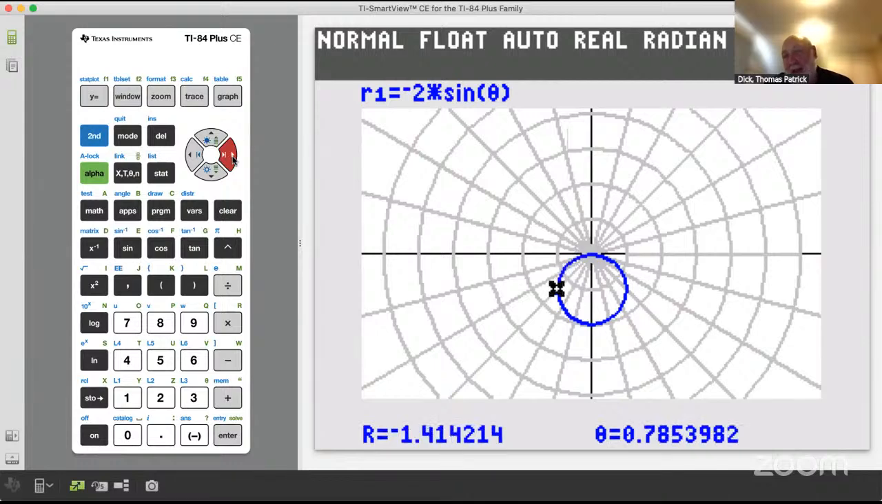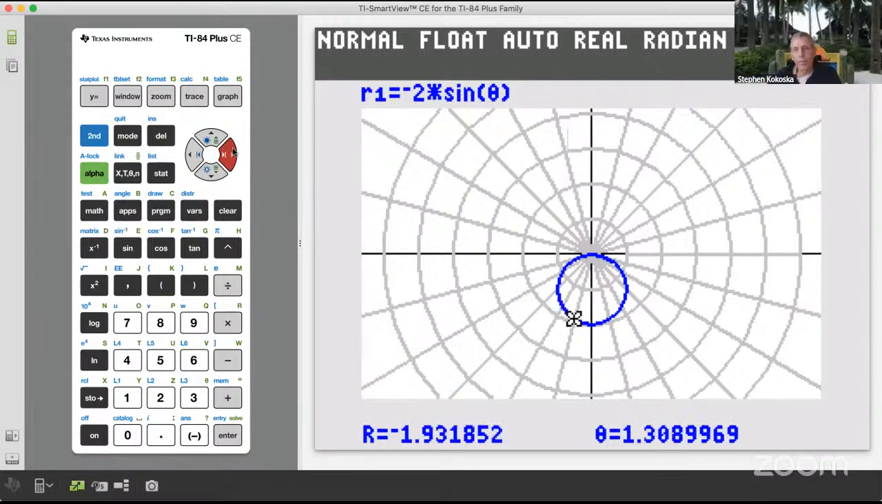I really like having these kinds of background grids available when I'm doing polar, because as a reference system, it helps me visualize exactly what's going on. Very cool. I think that would be very helpful to the students that are using the TI-84.